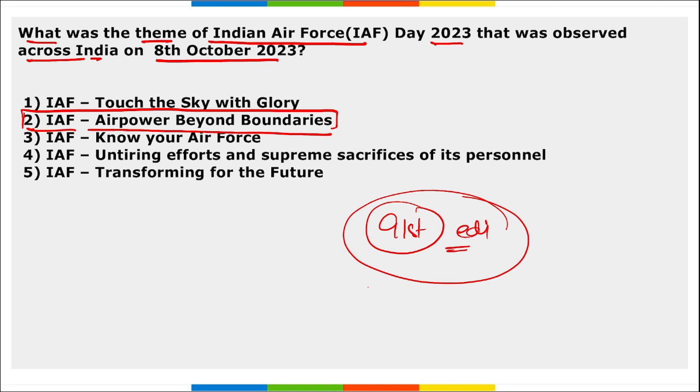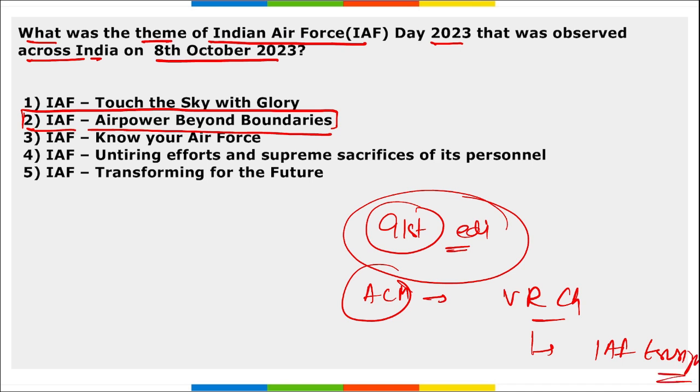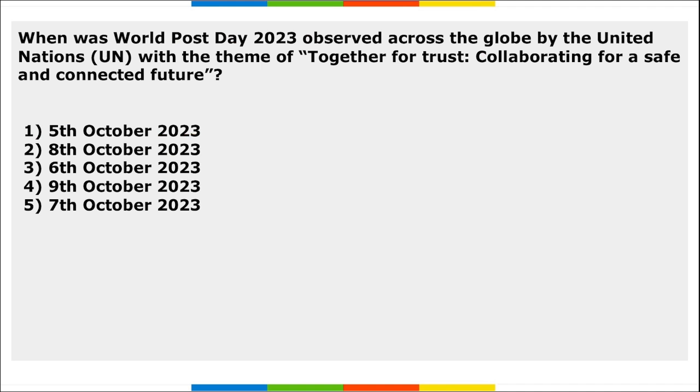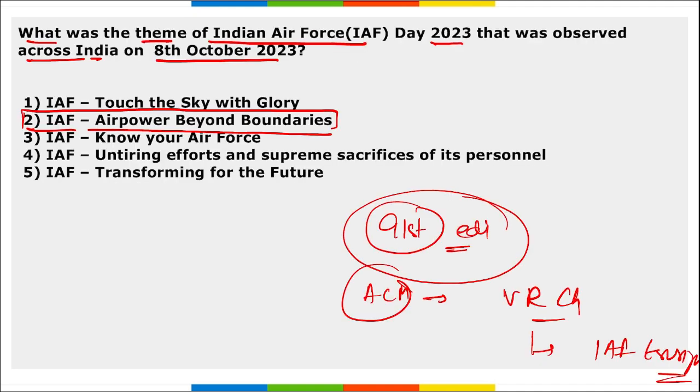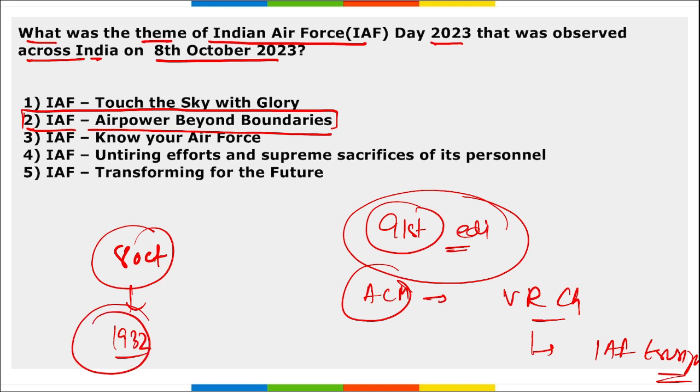Right? Then who is the Air Chief Marshal here? V.R. Chaudhari. And he has recently unveiled a new Indian Air Force ensign. Next, one more thing, remember, when was the Indian Air Force founded? Indian Air Force or Bharatiya Vayu Sena was founded on 8th of October in the year 1932.